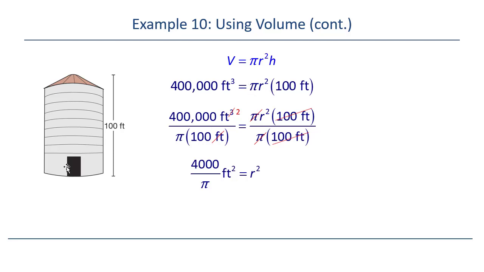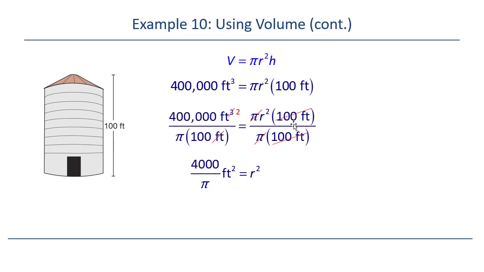Pi r squared, area of the base, times height, 100. We're going to ignore this whole domed roof. We could work with this, but we're just going to say the height we're looking at is to the top of the flat part, before the roof starts.